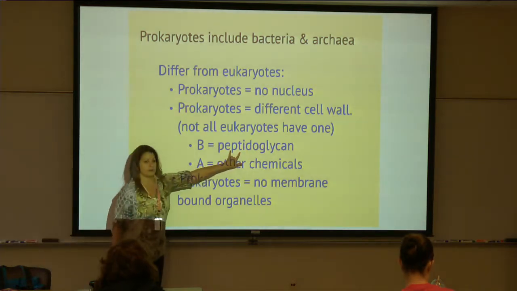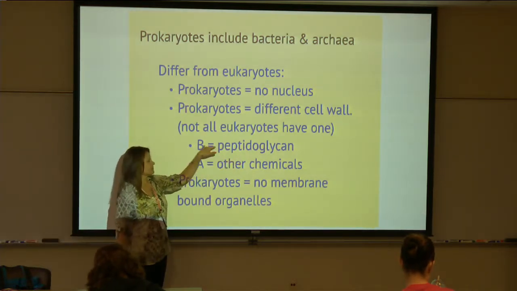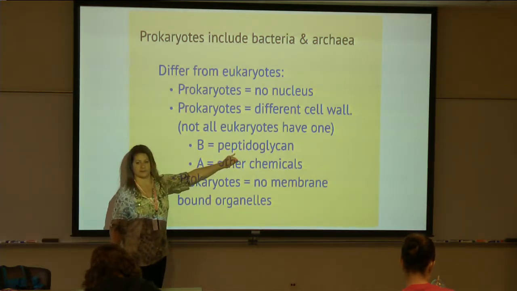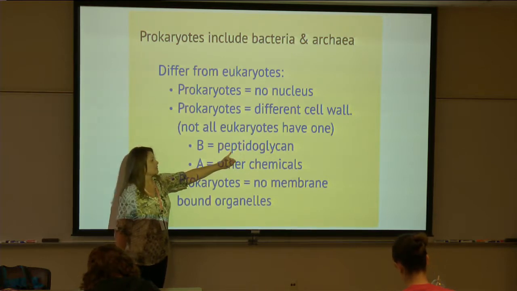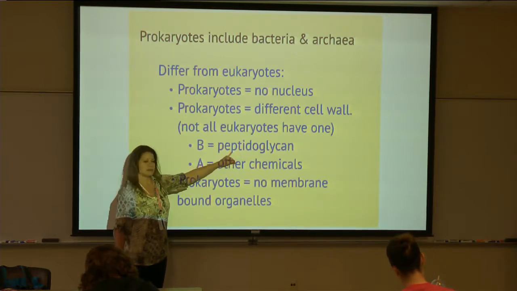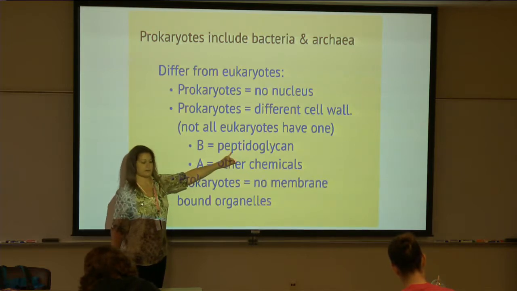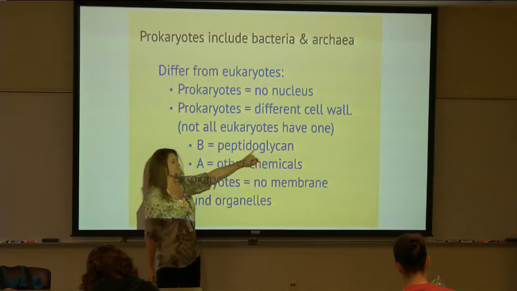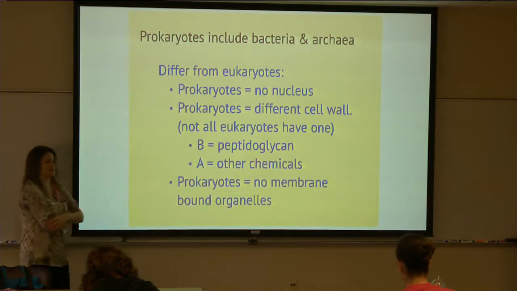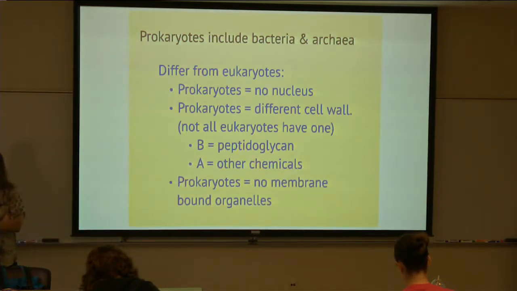There's a big new word up here. Bacterial cell walls are composed of this chemical. It is called peptidoglycan. That is what makes up the cell wall of bacteria. We oftentimes refer to it as the PG layer. P for peptido, G for glycan. Okay, but that is a chemical which is going to make up their cell wall, the bacterial cell wall.